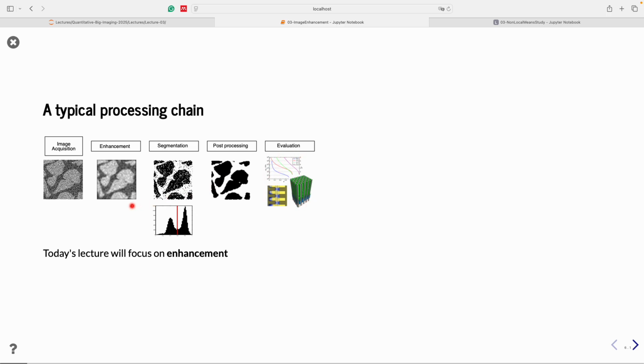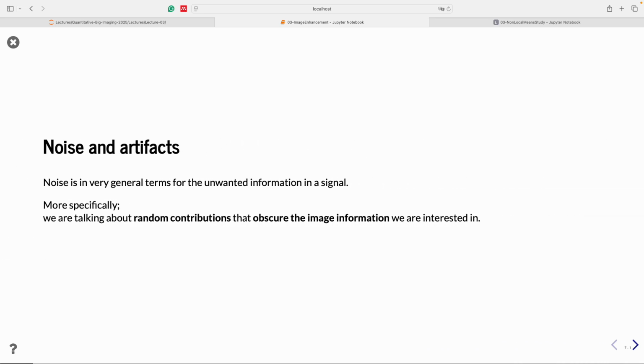Anyway, those are the applications in the end. But coming back to the enhancement. So before we start enhancing our images, I want to introduce a little bit more about the noise and the artifacts. In principle, a very general description is that noise is the unwanted information that disturbs your analysis, and you need to remove it somehow. Typically, we are also mainly talking about random contributions, and they can be so strong that they can obscure the image information that we want to see.